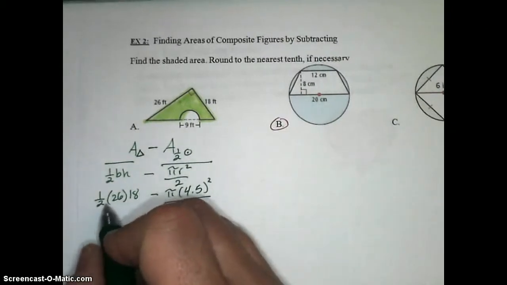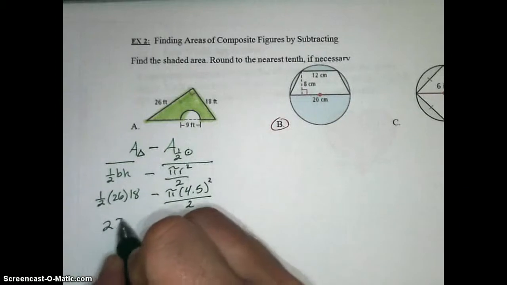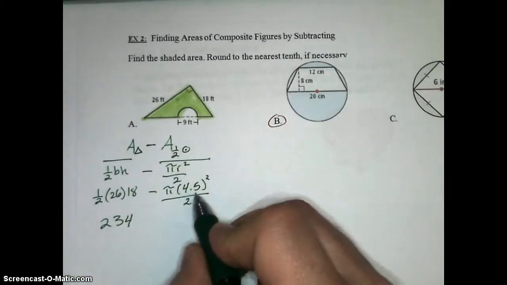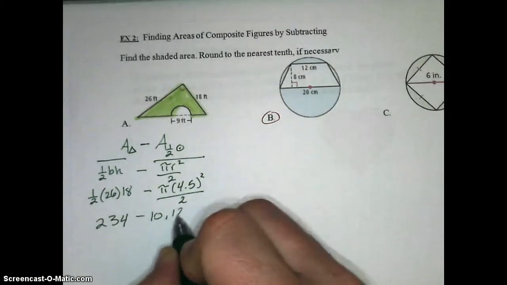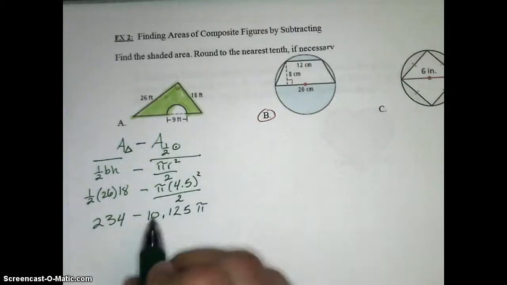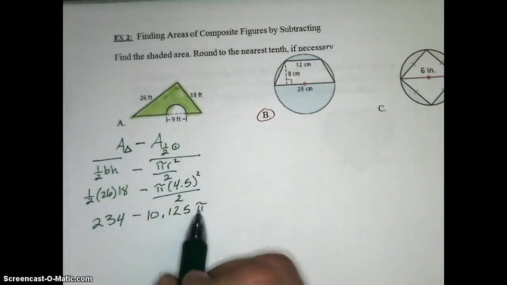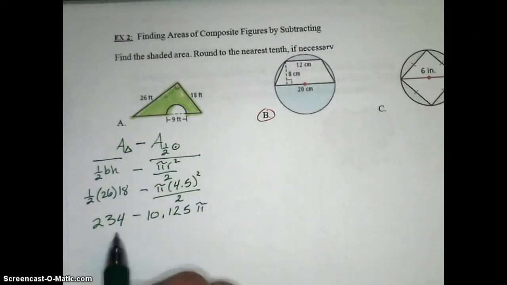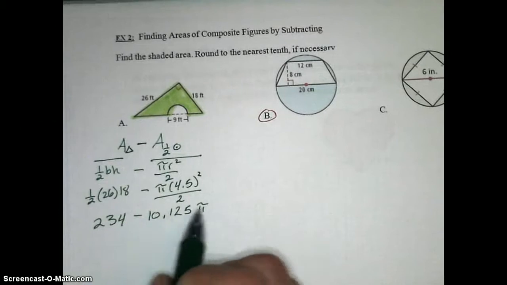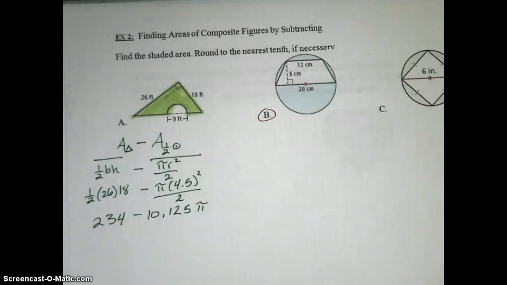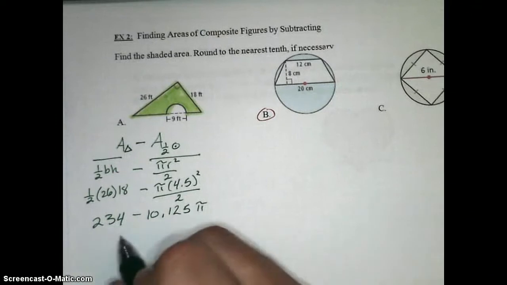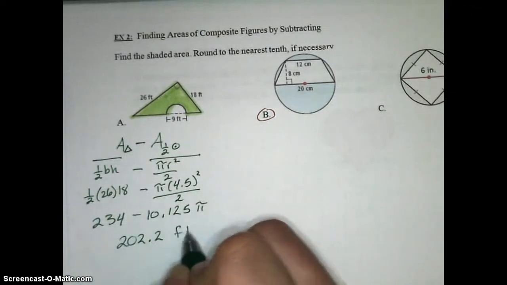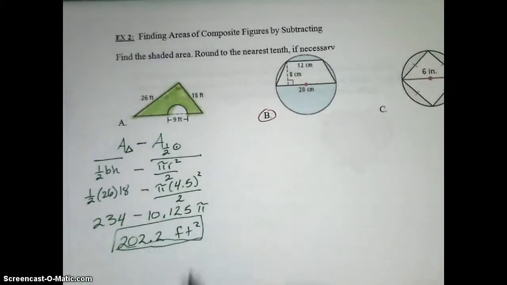When we do half of 26 times 18, that number is 234. When I do 4.5 squared over 2 times pi, that simplifies to 10.125 pi before multiplying by pi. If you got a different number, you probably already multiplied by pi. I just want to save that until my final step. So when I subtract these, 234 minus this product, you really need to take this product first, 10.125 pi, and subtract that number from 234. You can use your answer key on your calculator, or you can do this in reverse order, make this a negative, and add it to positive 234. Either way, we should get about 202.2 square feet for a total area.